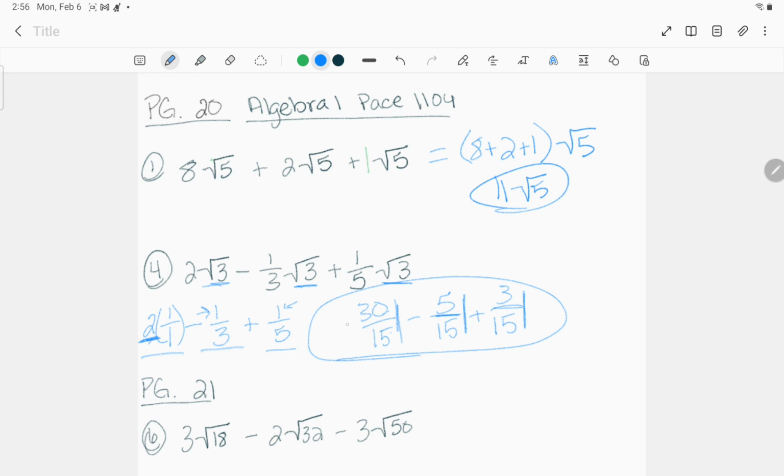All right? So then what I'm going to do is add and subtract as I need to. So I have 30 minus 5, which is 25, plus 3 is 28. So I have 28 over 15 times the square root of 5.